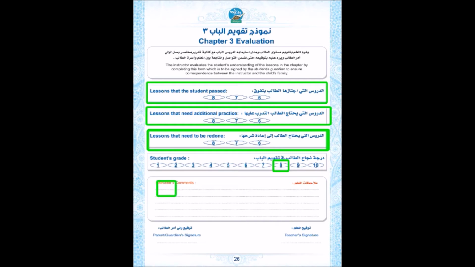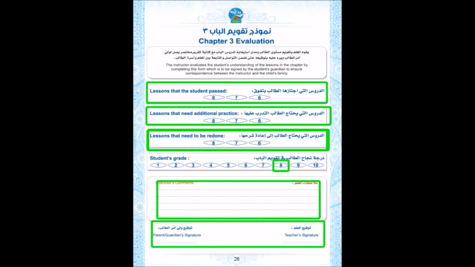And we have the comments box for the teacher to take note of the student's strengths as well as his or her weaknesses. And finally, the parent's signature as well as the teacher's signature. Please remember to refer to the instructor's manual, and throughout the entire book we want the student to refer to Bidaya's website, which has the audio recordings as well as Bidaya flashcards. These will provide additional practice along with the workbook, so inshallah the student can progress.